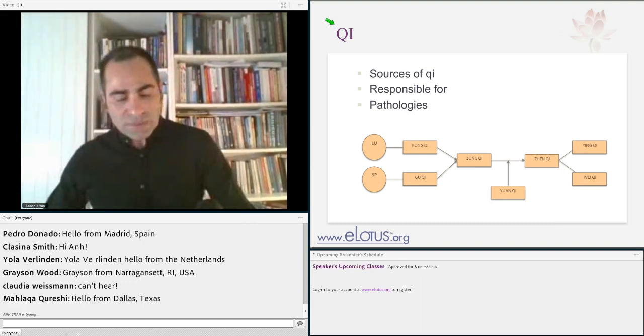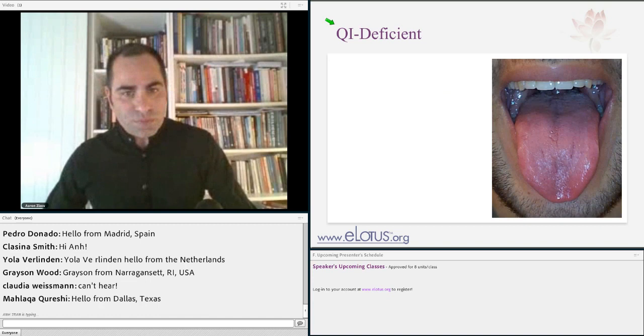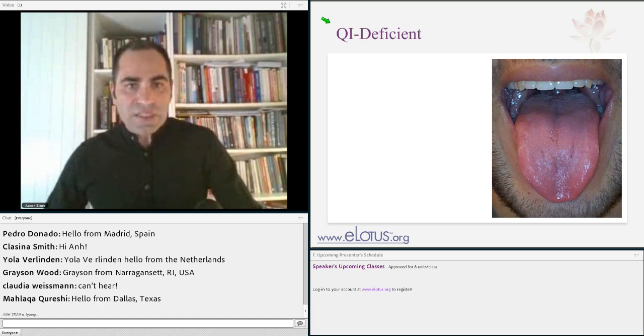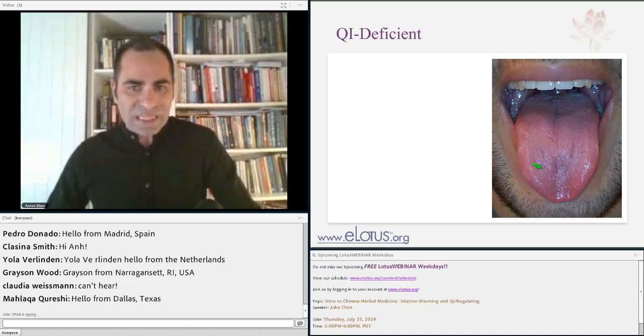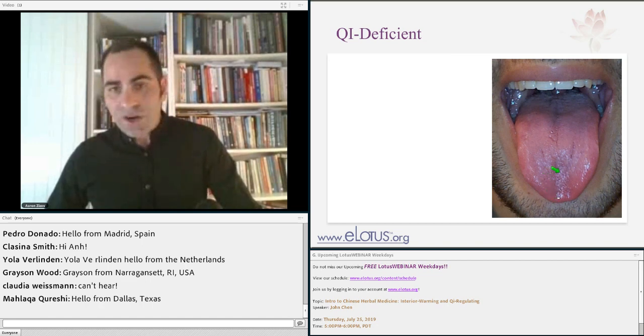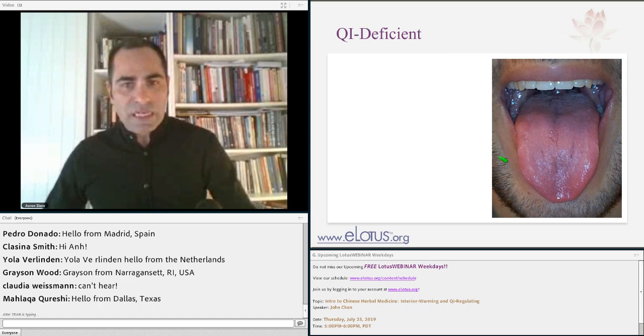With the pathologies, we can see different pathologies. We'll start with qi deficiency. We can see the qi deficiency on the whole way of looking at the tongue, but basically on the upper part. We can see that the area of heart and lung is basically more weak, more loose. So we can consider their qi as deficient.